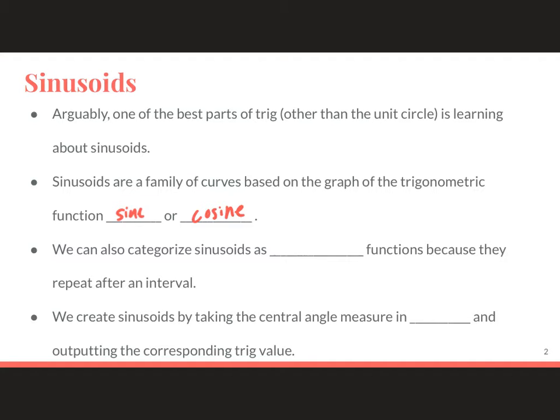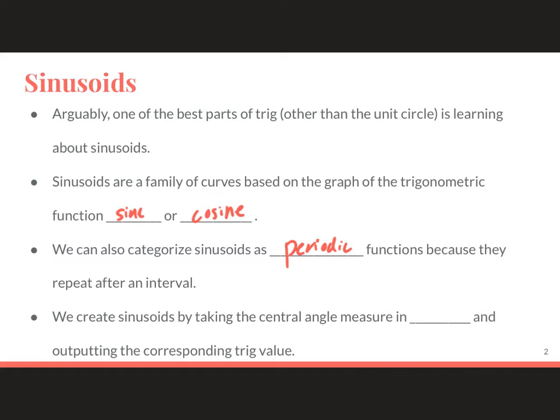So we can also categorize sinusoids as another type of function group called periodic functions. And periodic functions are just functions that repeat after a certain interval. So you're going to see the same look or design over and over again on the graph.